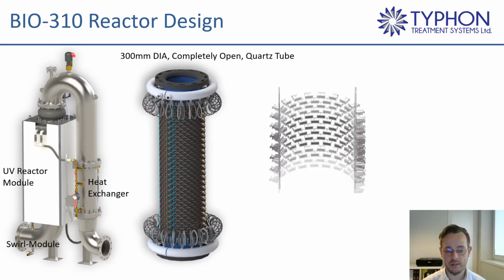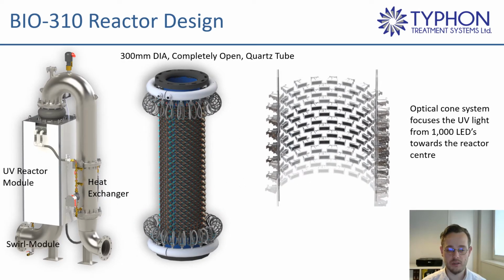Now, the reactor design consists of three key modules: a UV reactor module, which has the UV LEDs, a swirl module, which provides the flow conditions optimized for the reactor, and the heat exchanger that provides passive liquid cooling to our LEDs, so we don't require any external chiller or AC to cool the LEDs down.